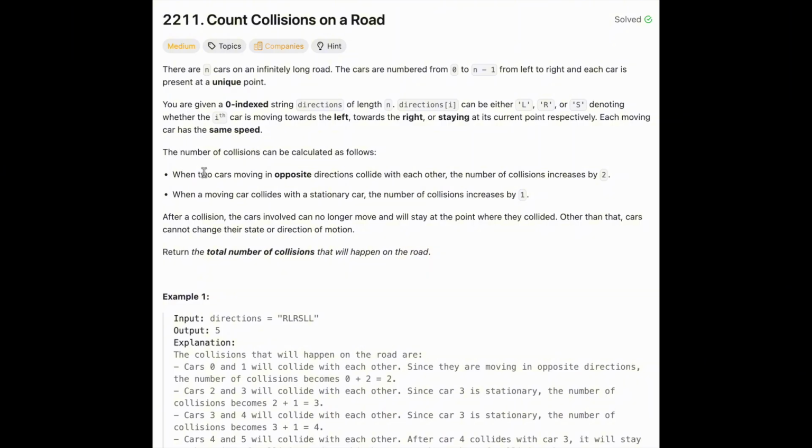And it tells us here that if two cars moving in opposite directions collide with each other, then we increase collisions by 2. So meaning if one is going left and one is going right and they crash, then we increase by 2. And if one car hits a stationary car, so if a left or right car hits one with S, then we only increase the number of collisions by 1. And it tells us that after a collision, the cars can no longer move and will stay at the point where they collided. Other than that, cars cannot change their state or direction of motion. And finally, we want to return the total number of collisions that will happen on the road.